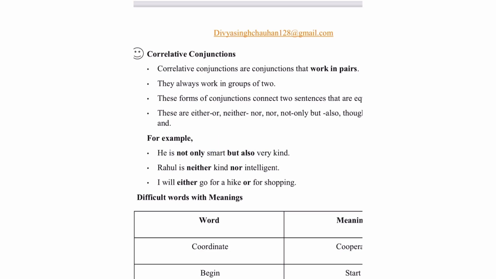Rahul is neither kind nor intelligent. I will either go for a hike or for shopping. So, two ideas or two qualities are being described, and there is a usage of correlative conjunctions to give the connection between the two ideas or two qualities. Right?